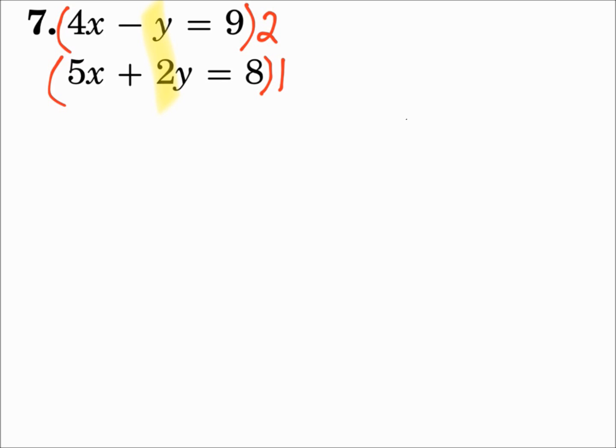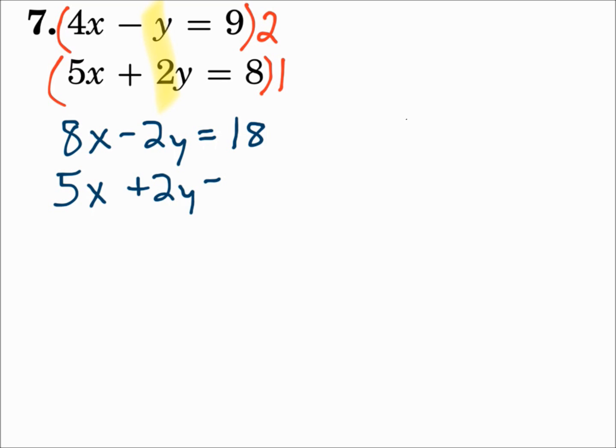On the top equation, 2 times 4x is 8x, 2 times -y is -2y, and 2 times 9 is 18. The bottom equation is times 1, so it doesn't change. And now the y's have matching coefficients, so we can eliminate. Since the signs are different, we will add these equations together.